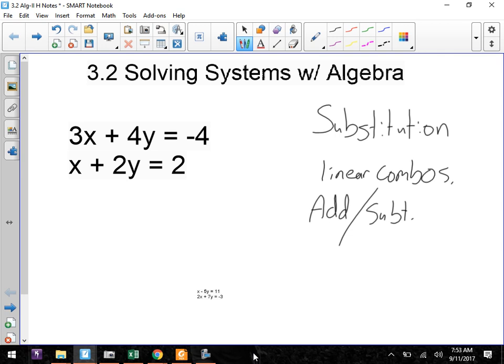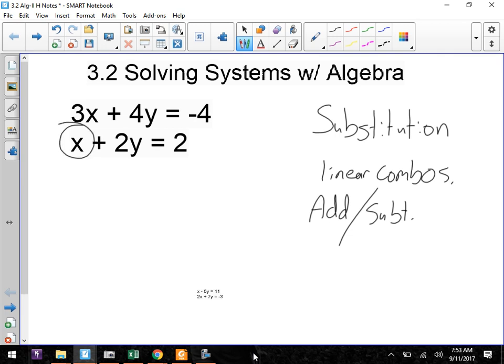So first thing I'm going to say is I'm going to use substitution for this one. Reason being, x has a coefficient of 1, and I can get x by itself rather quickly. All I have to do is move the y. So I can say that x is negative 2y plus 2. So what happens is I'm going to solve for one of the variables independently of the other. So via direct substitution, I'm going to take this value of x and substitute into the other equation.